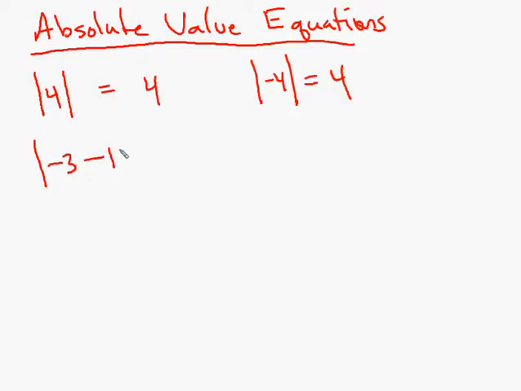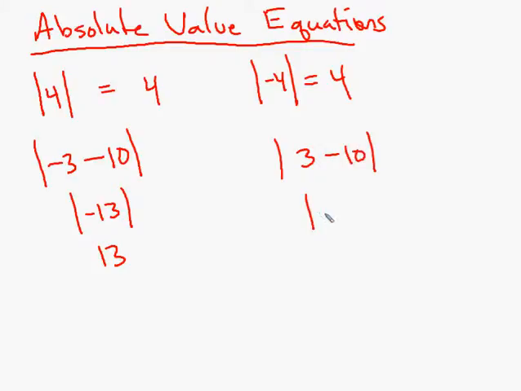Let's say I did something like this. What would that simplify down to? 3 plus 10. In the end, it will be positive 13. First, I do this inside. And then the absolute value of -13 is? 13. Yep. And if I did 3 minus 10 in here, like so, I do the 3 minus 10, get -7. Then I get 7 in the end.